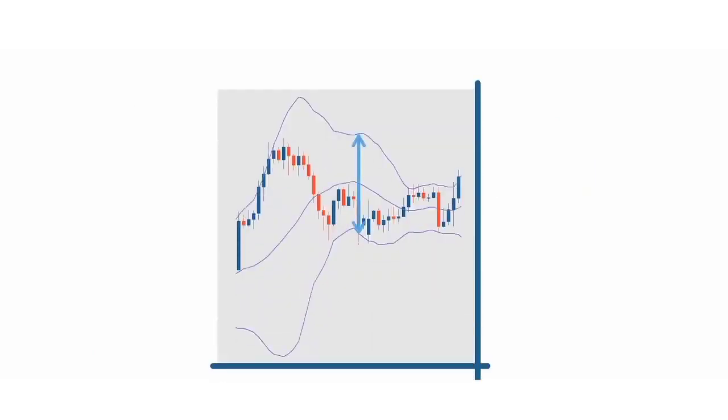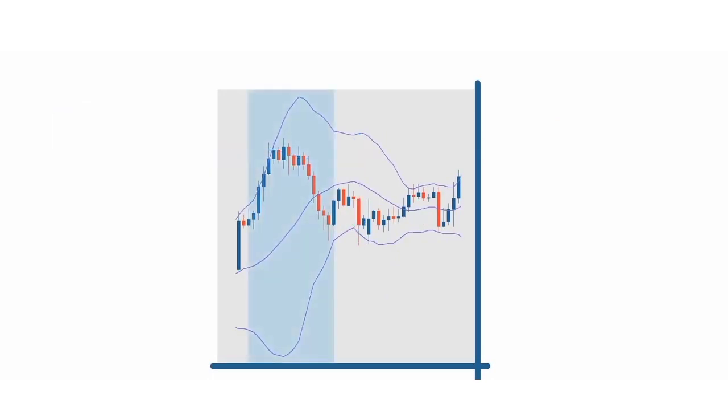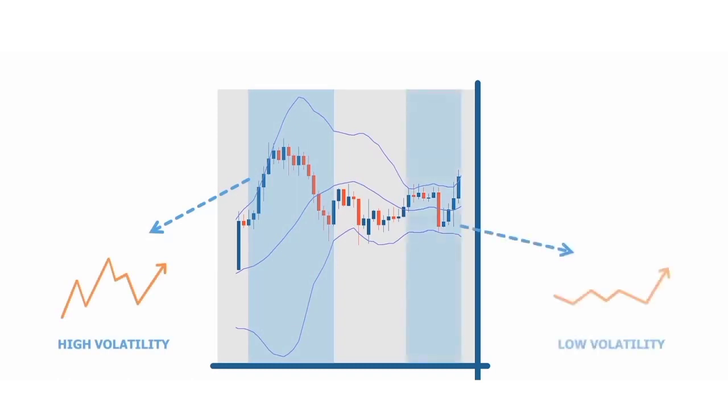You can also use the distance between the bands to indicate how volatile the price of an asset is. If the distance between the bands is large, this indicates high volatility. Conversely, if the distance between the bands is small, this indicates low volatility.